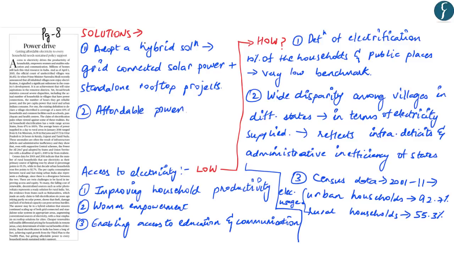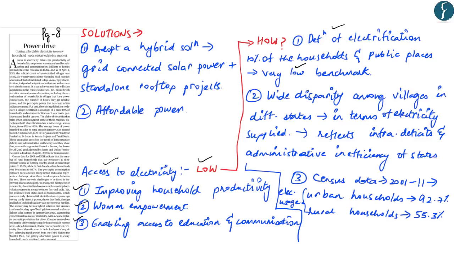So I hope you have understood many key points from this article pertaining to energy security and access to electricity. Access to electricity is important because it can help in improving the productivity of households, it can help in women empowerment, and it can help in enabling access to education and communication. However, at present, the access to electricity in India is very low. And this has been justified through various points in this article, which says that as per the definition of electrification, the country has achieved 100% electrification, but this 10% benchmark is a very low benchmark, which reflects that access to electricity is low.